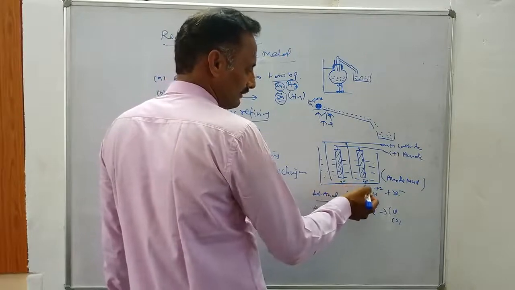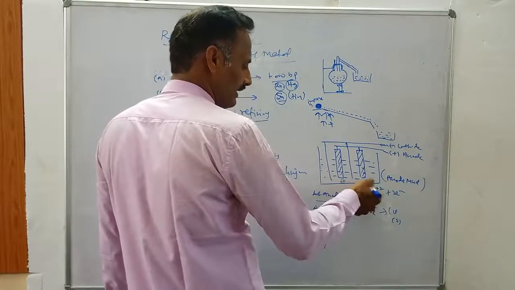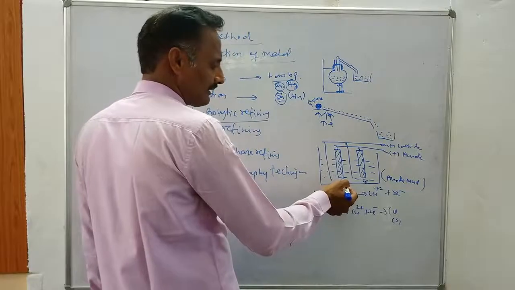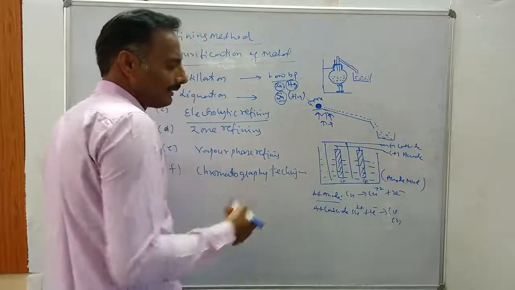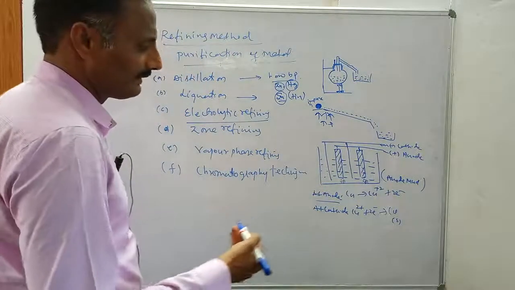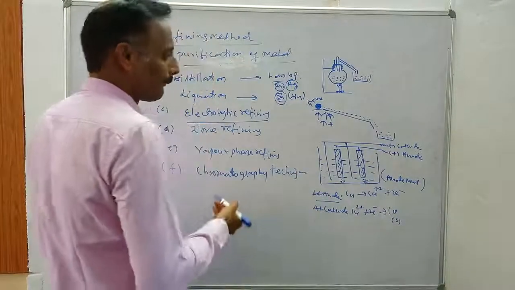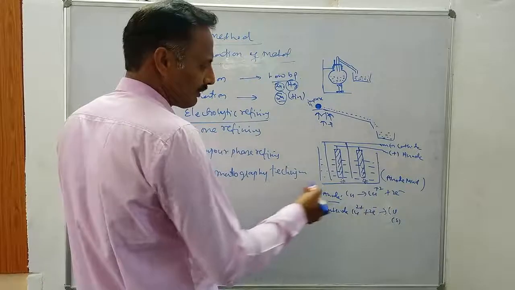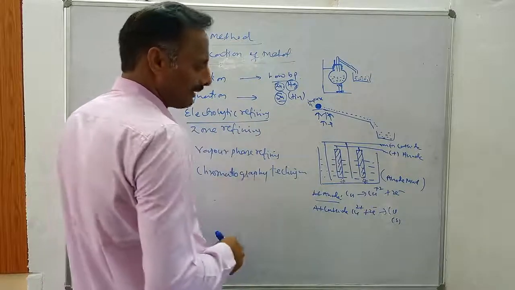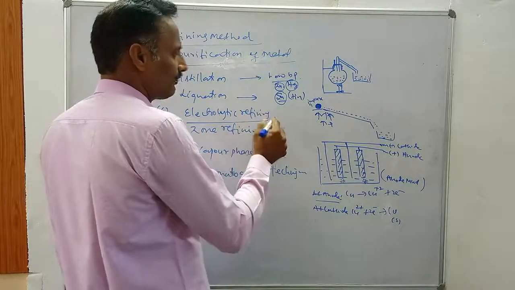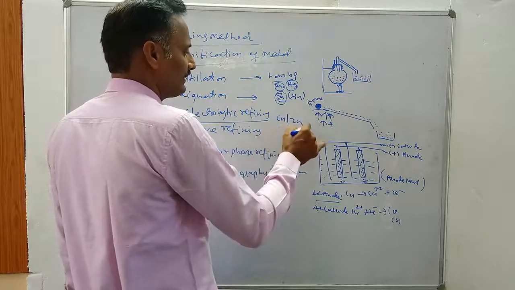It may contain silver, gold, tellurium, like that. It contains different types of metals, generally silver (Ag) and gold. This is about the purification of copper by using the electrolytic refining method, and this method is especially used for refining of copper and zinc.